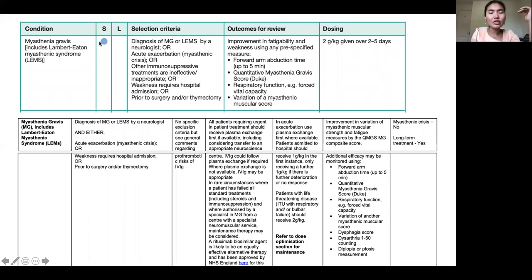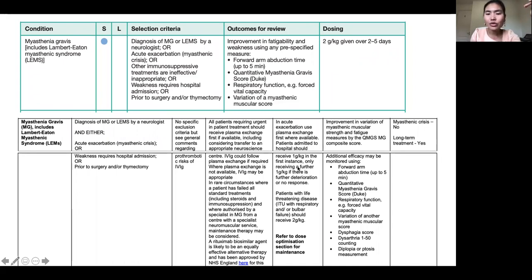It's a blue indication. So that means you have to discuss at the panel and you have to tick all those criteria. Patient will need to have diagnosed myasthenia gravis and either acute exacerbation or weakness requires hospital admission or prior to surgery and thymectomy.